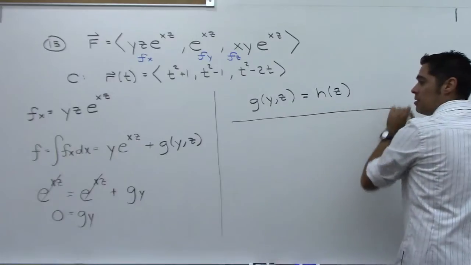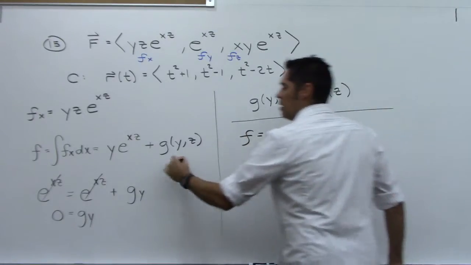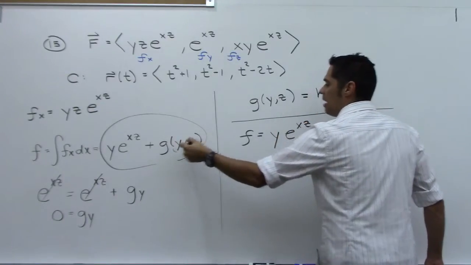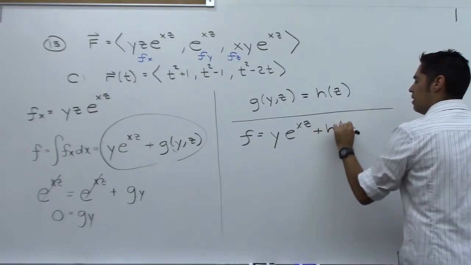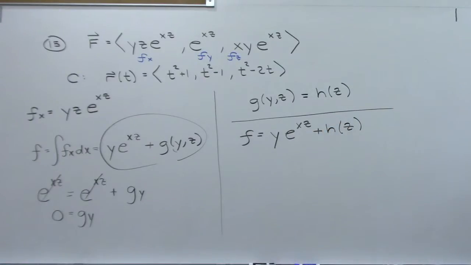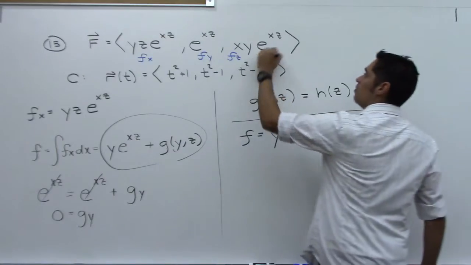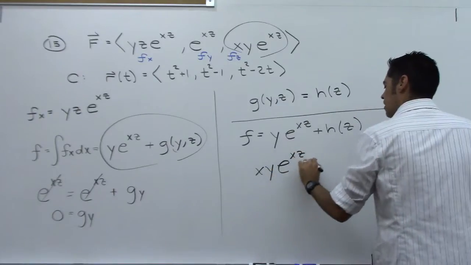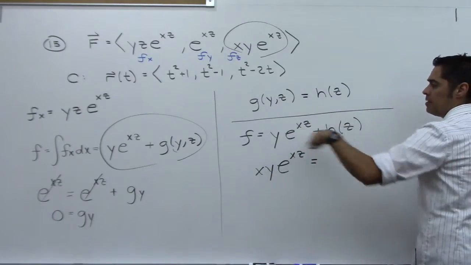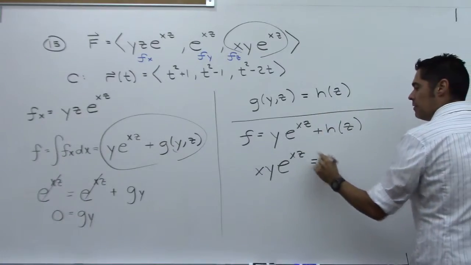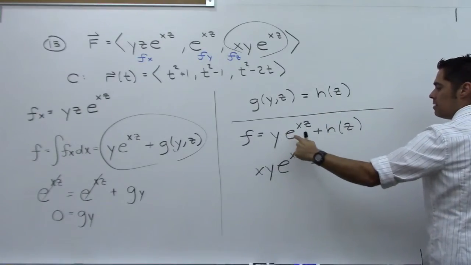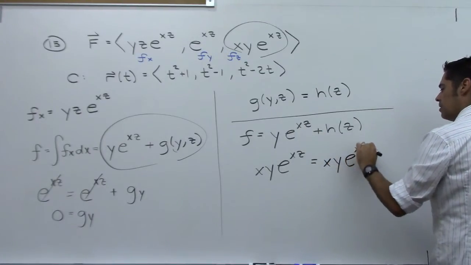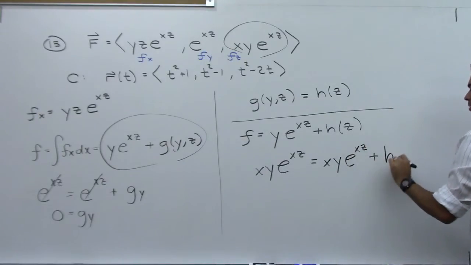All right, so now, let me summarize where I am. F is equal to this right here, y e to the xz. But this g of yz, I already said, has to just have z's in it. So it's just some function h of z. And now I go to my last piece of information, which is this. I know that xy e to the xz must be equal to the derivative of this with respect to z. And the derivative of that with respect to z would be, let's see, y is there, derivative of this, the x would pop out, so you get x, y, e to the xz, plus the derivative of h with respect to z.